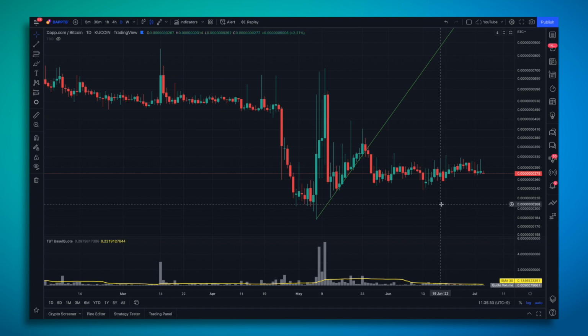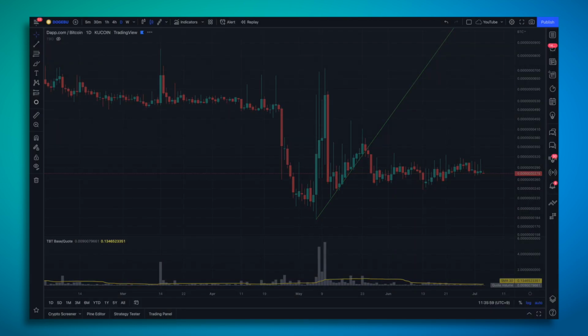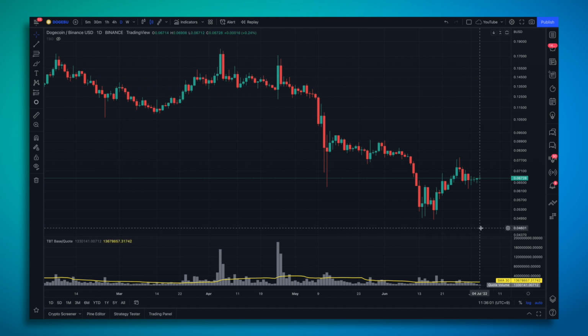So let's look at another one. Let's look at Doge BUSD. Now we're going to see, this is on Binance, of course, and we can see that the quote volume here for today is 1.3 million BUSD traded, but the SMA is saying 13 million.